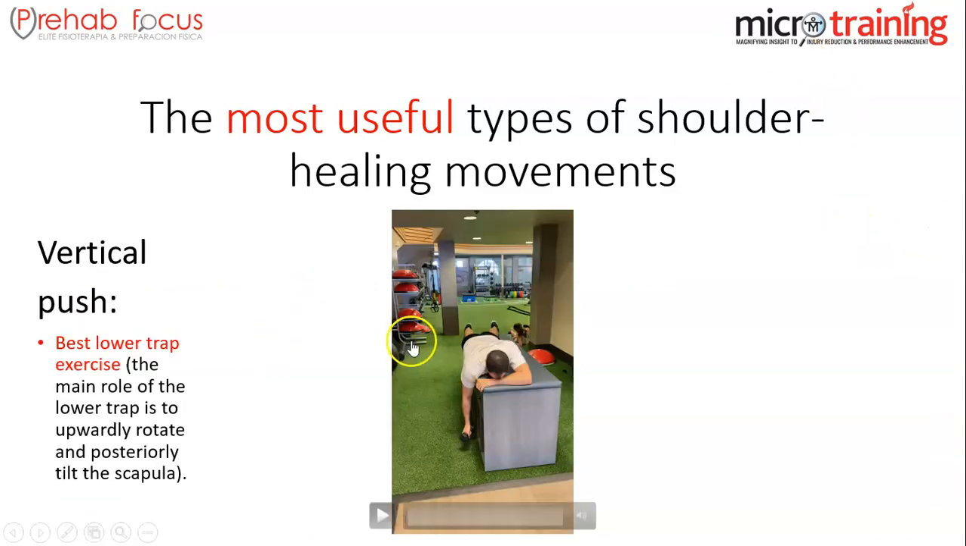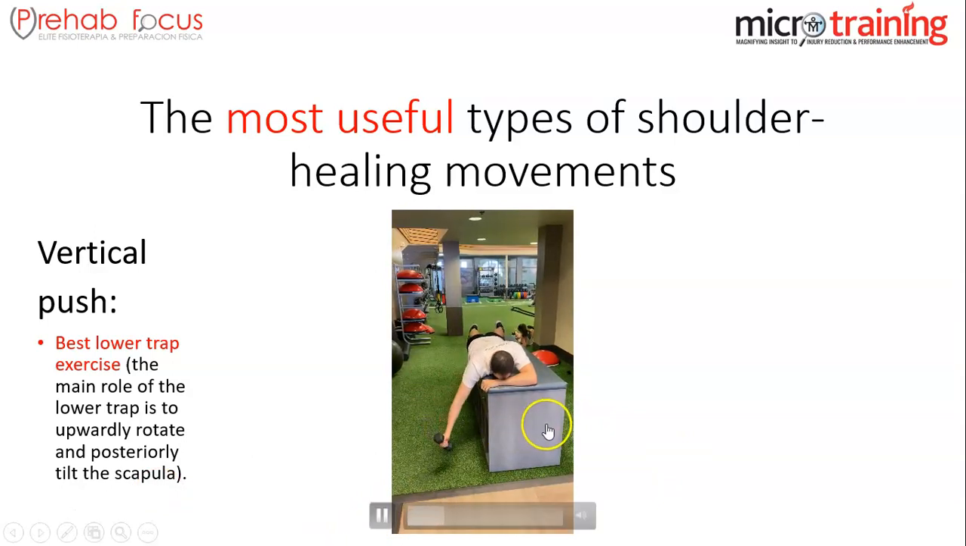Okay, one of the most useful exercises when it comes to vertical push. I intentionally mentioned this one last. Best lower trap exercise, actually. The main role of the lower trap is to upwardly rotate and posteriorly tilt the scapula. So that's why this exercise is one of the most important.